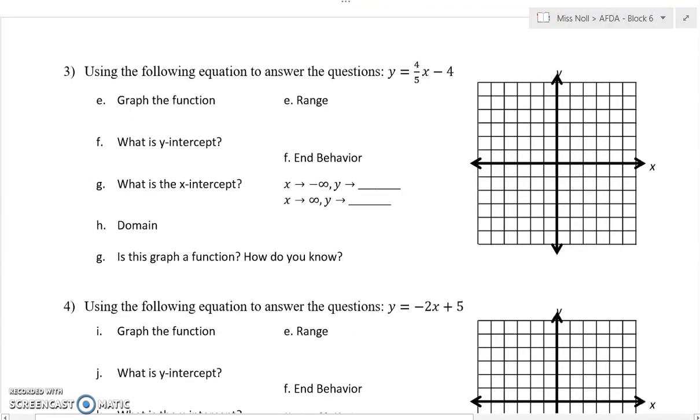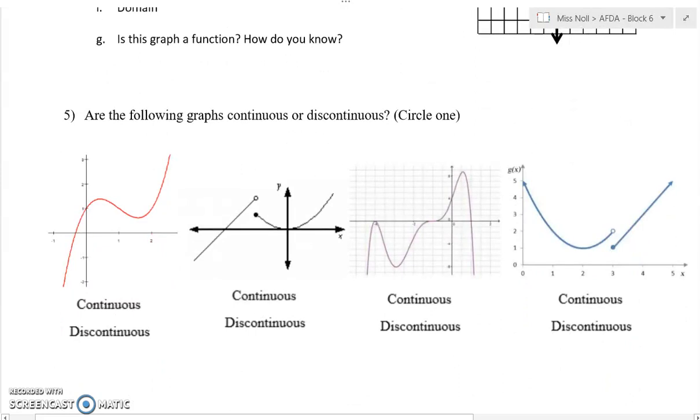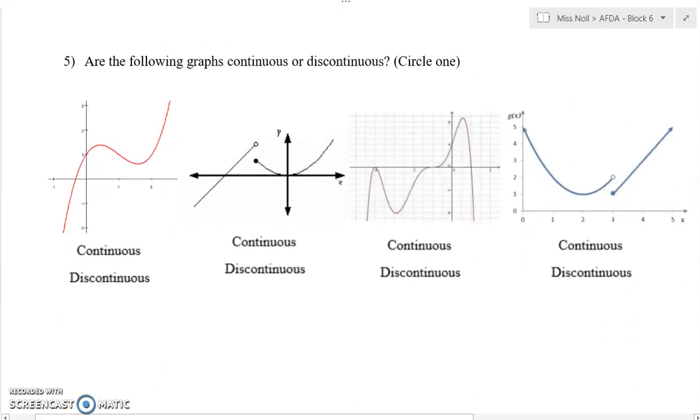Then these examples are very similar. So continuity: whether a graph is continuous or discontinuous. Basically, if you can draw the graph without lifting up your pencil, it's a continuous line. If you have to pick it up because of a jump or a hole, then that makes it discontinuous.